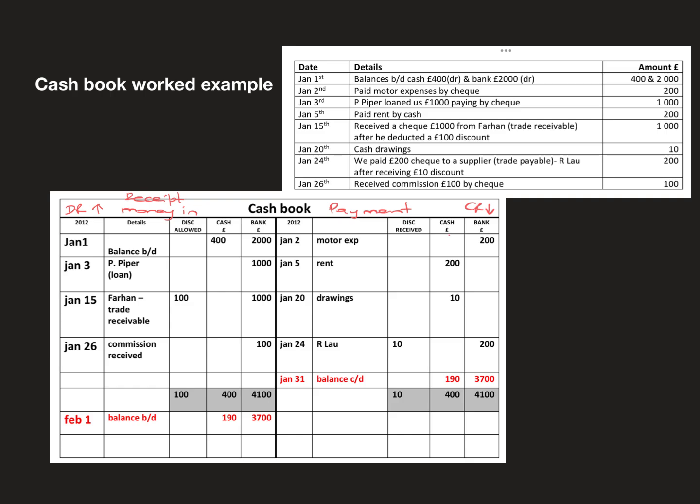Now, I usually remind students to make sure that as you're going through, try to identify where the other half of the entry is going to be. You can do that by making a little notation in the cash book next to it. I normally would put a little GL, so I would put GL right here.